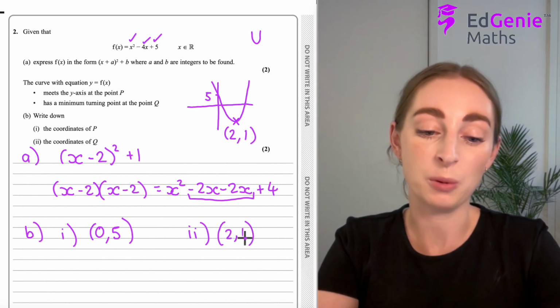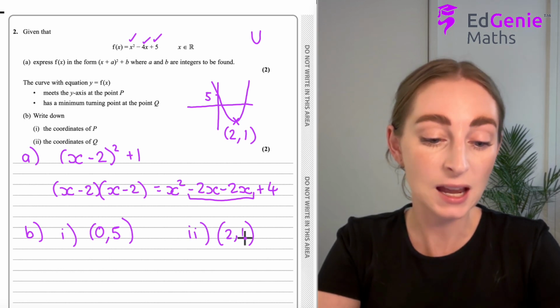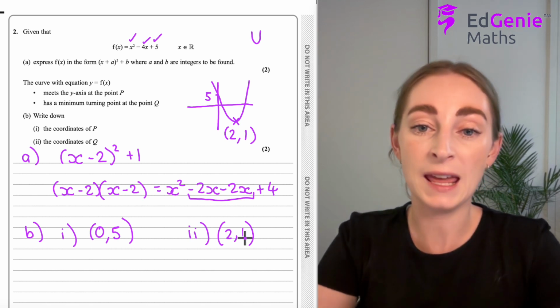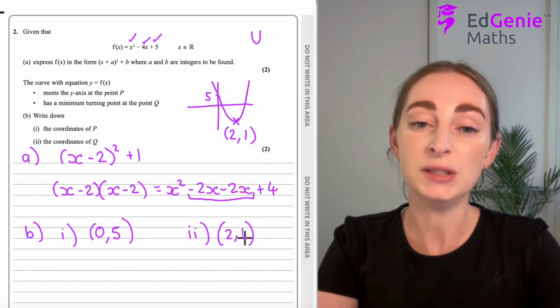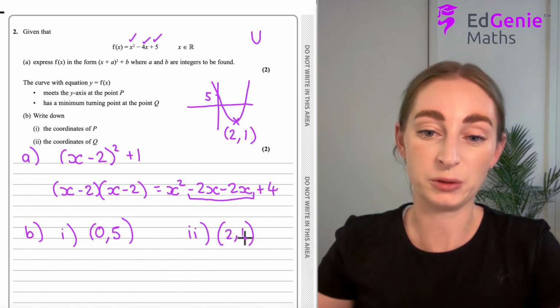The examiner report said that the vast majority of responses were seen fully correct. If you did a graph and you labelled your coordinates on your graph, you did get the marks, even if you didn't write your coordinates afterwards.